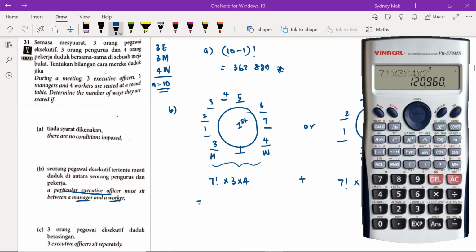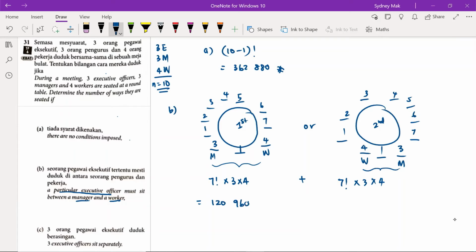Therefore, we have 120,960 ways. That's for part B.